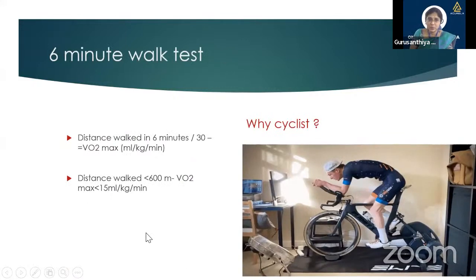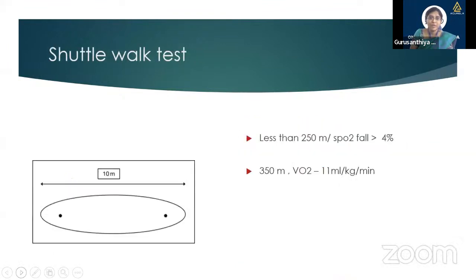And then the 6-minute walk test. If the patient walks less than 600 meters, then the VO2 max is going to be less than 15 ml per kg per minute. I have put this because the maximum VO2 max is for the cyclist Lance Armstrong, which is given in Miller, so please go through it. And for the shuttle walk test, you keep 2 shuttles at a distance of 10 meters. If the patient walks somewhere close to 350 meters, then the patient has a VO2 max of around 11 ml per kg per minute.